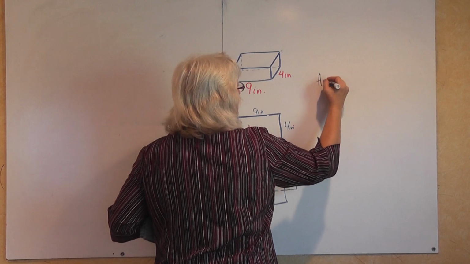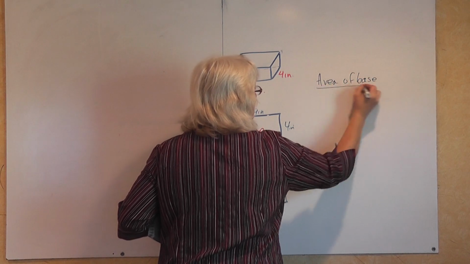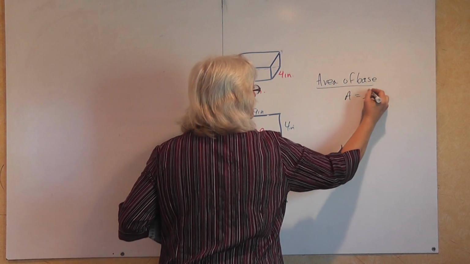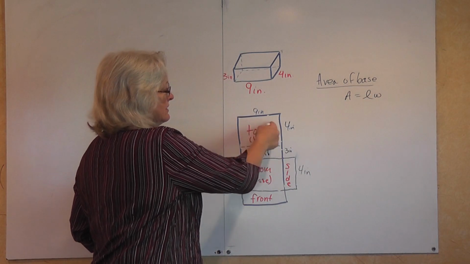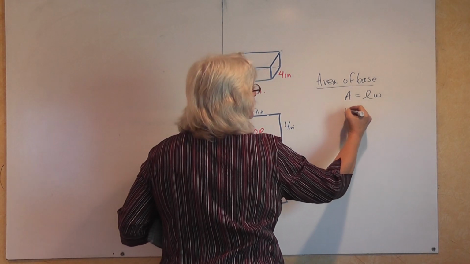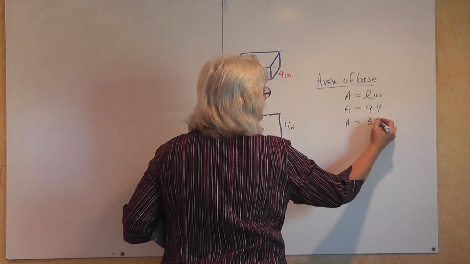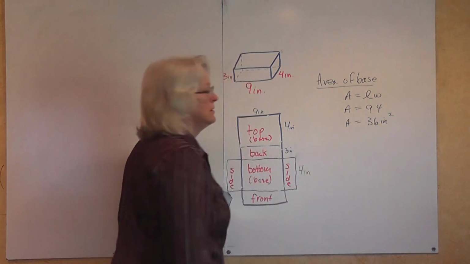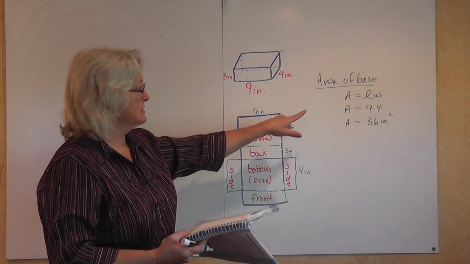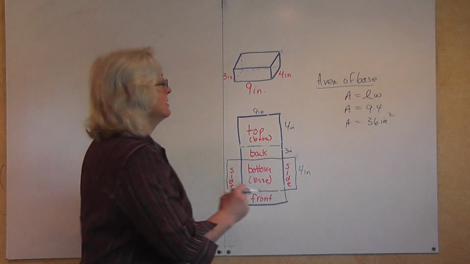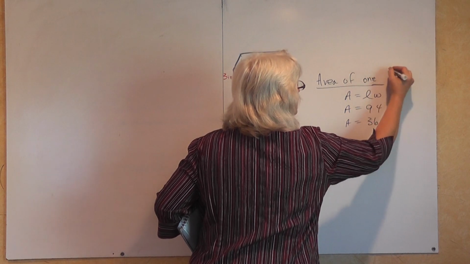How are we going to find the area of a base? Well, area is length times width. What is the area of one of these bases? The length times the width. The area is 9 times 4, or 36 square inches. 4 times 9 is 36, 36 square inches. Area of one base.